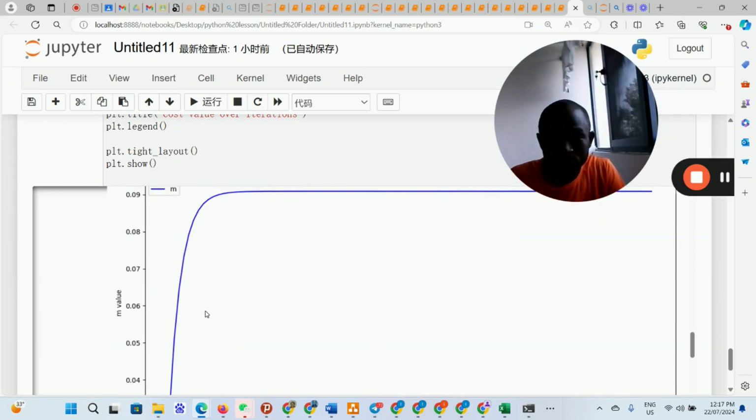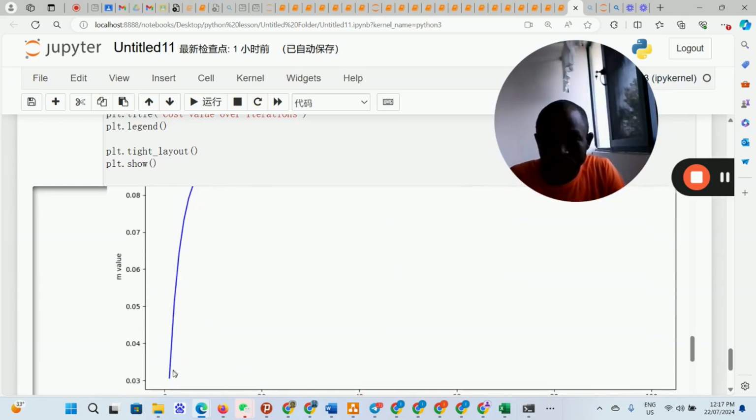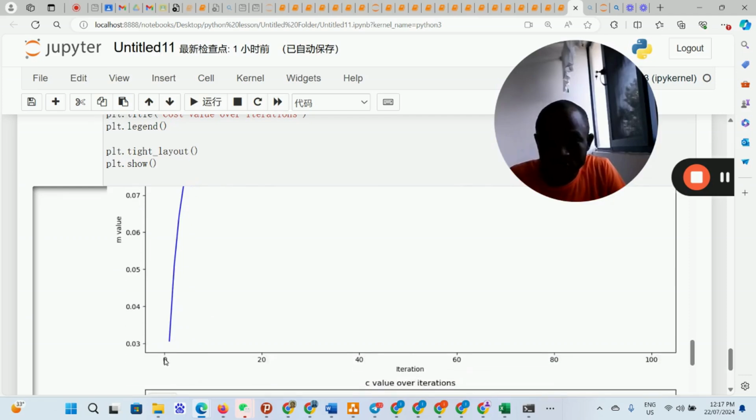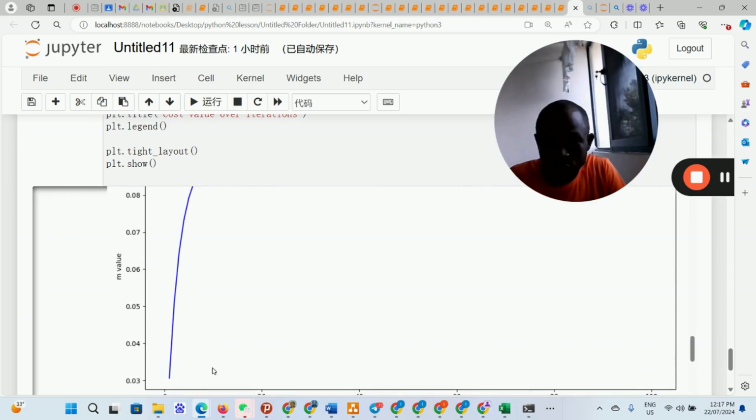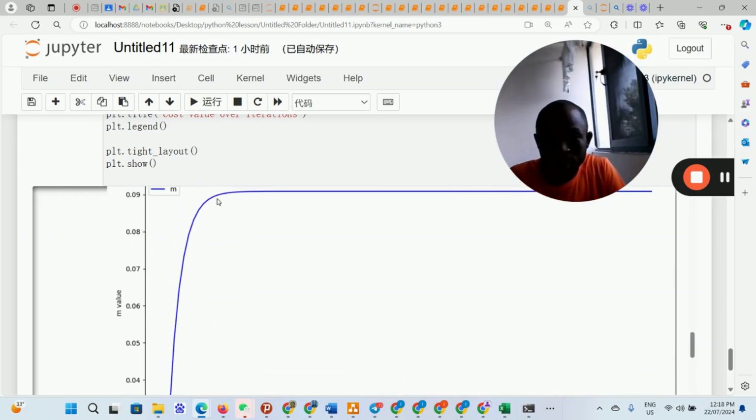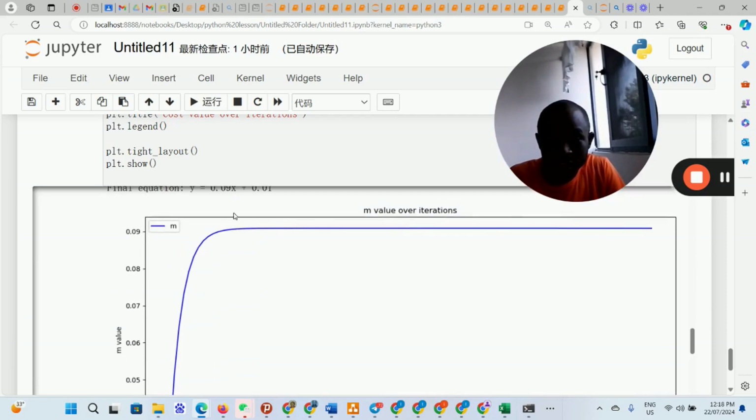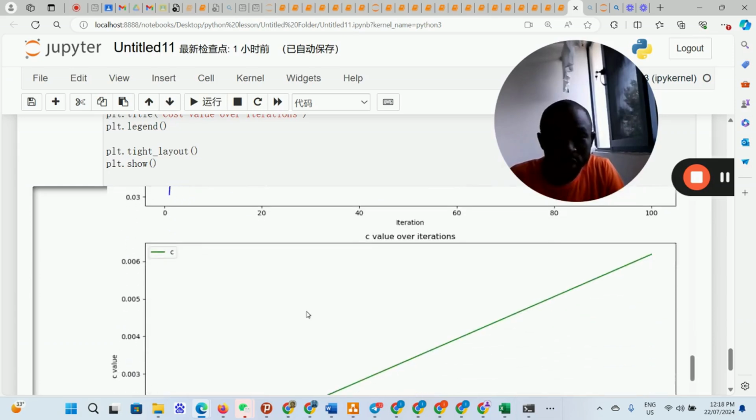The m value. Okay. So now, if you look from 0, right up to 10, that is where we have change. But when it arrives at 10, the line remains the same. That is for m value versus iteration.